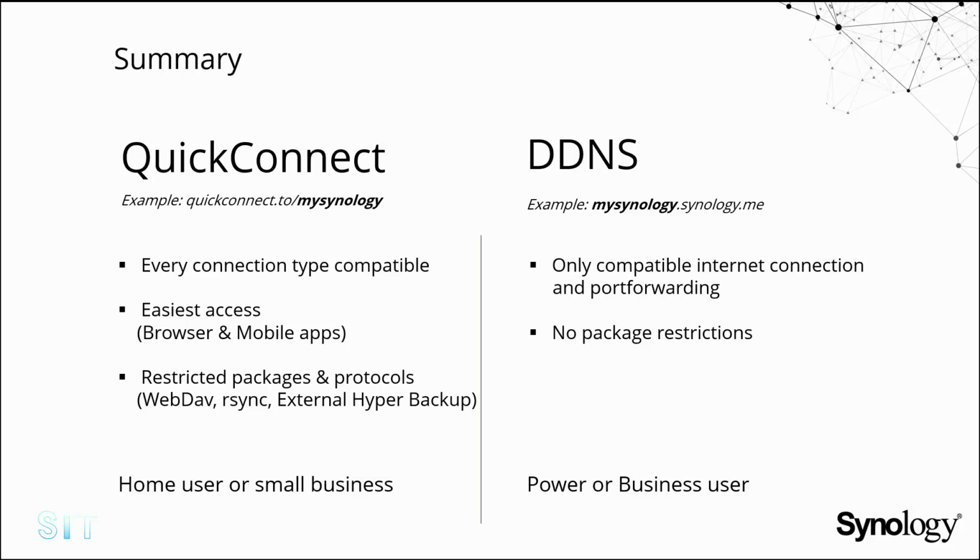QuickConnect is therefore aimed at home users or small businesses, while DDNS is ideal for power or business users. For more information about DDNS and QuickConnect, please visit our homepage or read the QuickConnect white paper.